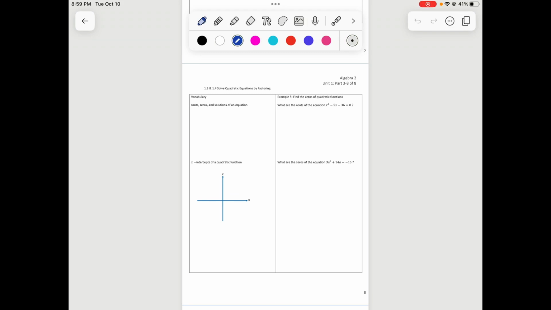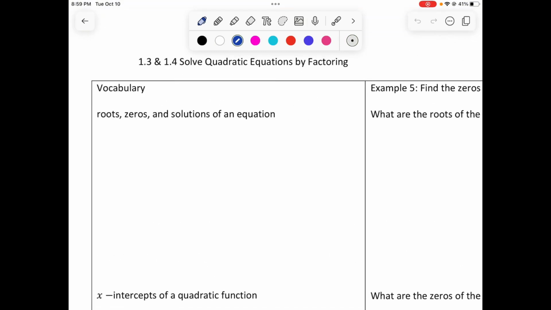All right, so this is an extension of what we did last class, the few classes before. We're talking roots, zeros, and solutions of an equation. These are all the x-intercepts, and you should be writing this down. All of these words, roots, zeros, solutions, refer to the x-intercepts and can be used interchangeably.